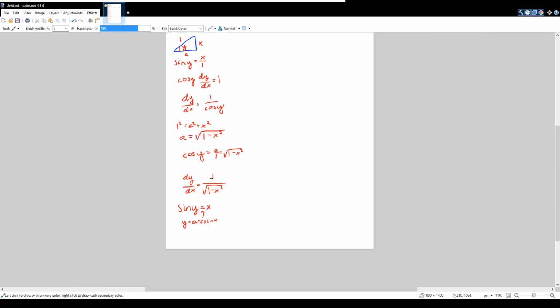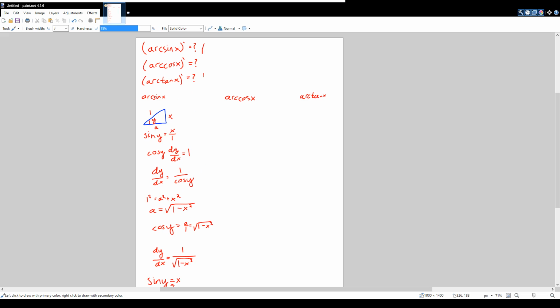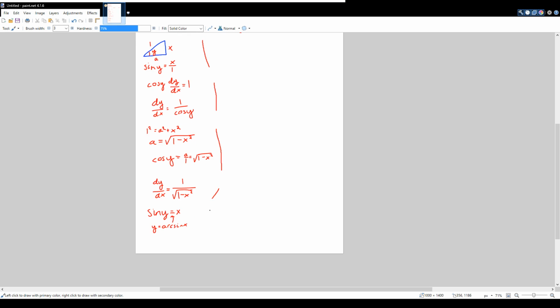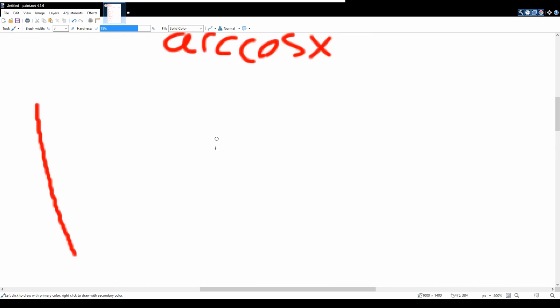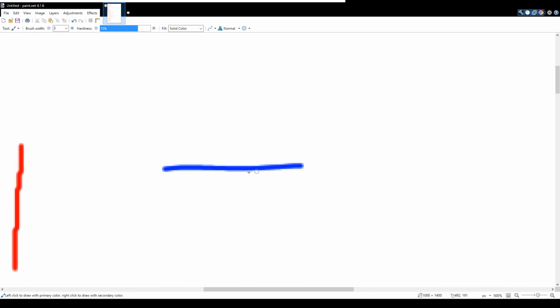So we found the derivative for arcsine x, which is that. And the procedure is pretty similar for the other two, just with some negative signs here and there. So we're going to go through arc cosine. I'm going to draw the triangle up here just to give myself more room. Maybe make that a little bigger.